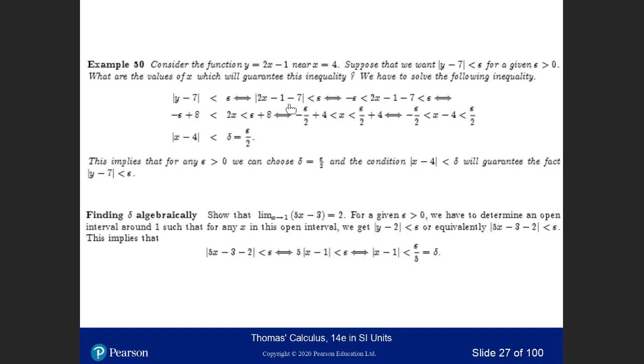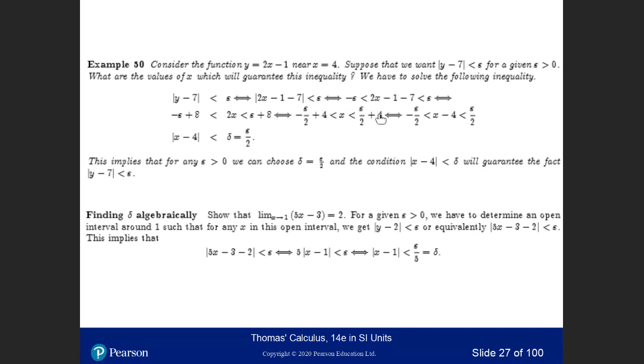So this inequality is also equal to this: minus epsilon is less than 2x minus 1 minus 7, which is less than epsilon. Now I can add 8 to each side. So I have minus epsilon plus 8 is less than 2x, which is less than epsilon plus 8. I can divide by 2, and the inequality doesn't change. Minus epsilon over 2 plus 4 is less than x, which is less than epsilon over 2 plus 4.